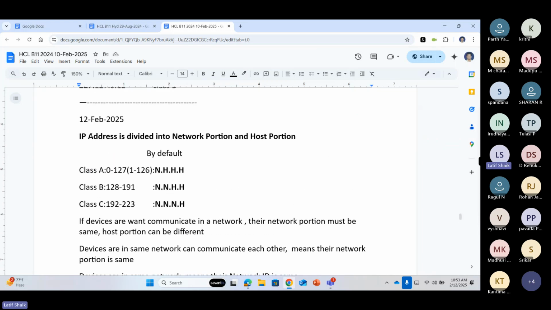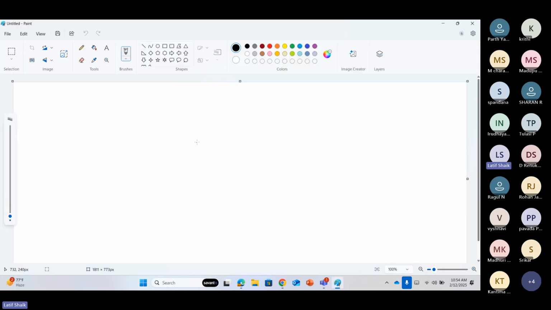So this is about the network and host portions. Already we said an IP address is a logical address. For example, just think like this: you have roll numbers, and your batch is batch 11. Then I put some roll numbers like this: 1101, 1102, 1103, 1104, 1105.